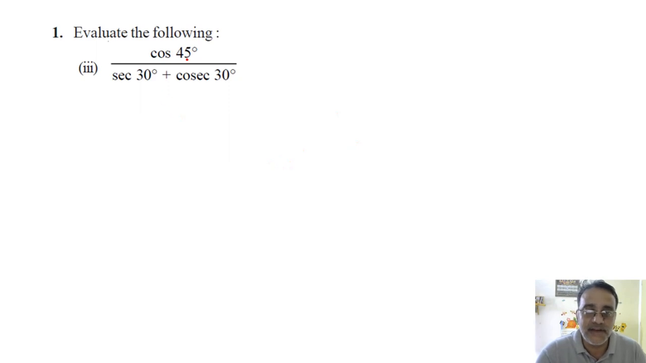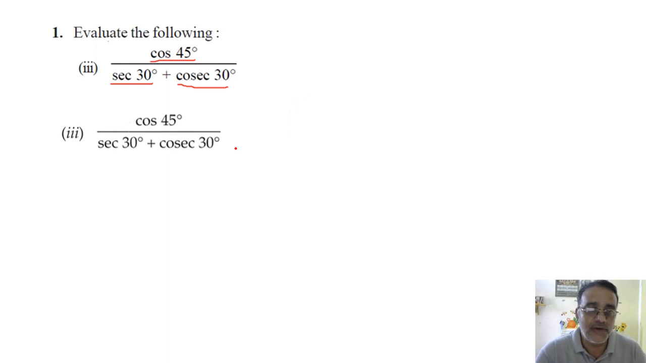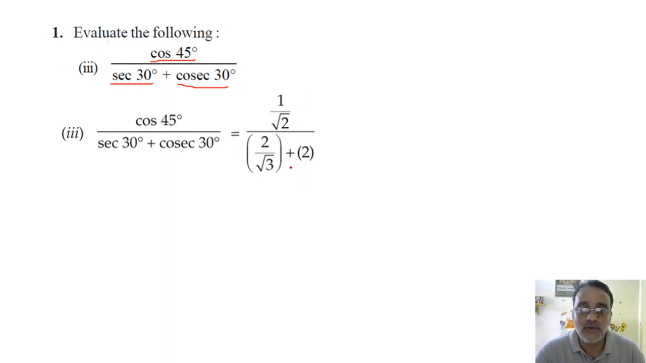Third bit: cos 45 degree upon sec 30 degree plus cosec 30 degree. What is the value of cos 45 degree? 1 by root 2. What is the value of sec 30 degree? 2 by root 3. Right. What is the value of cosec 30 degree? 2. Okay. So we are going to substitute the values, and 1 upon root 2 upon 2 by root 3 plus 2.